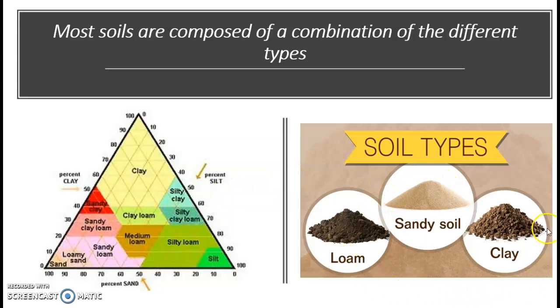So these are again your 3 basic types: loam, sandy soil, and clay. And then this is what's called a soil triangle. And we look at how much of our soil sample is silt, how much is clay, how much is sand, and then depending on that gives us a classification.